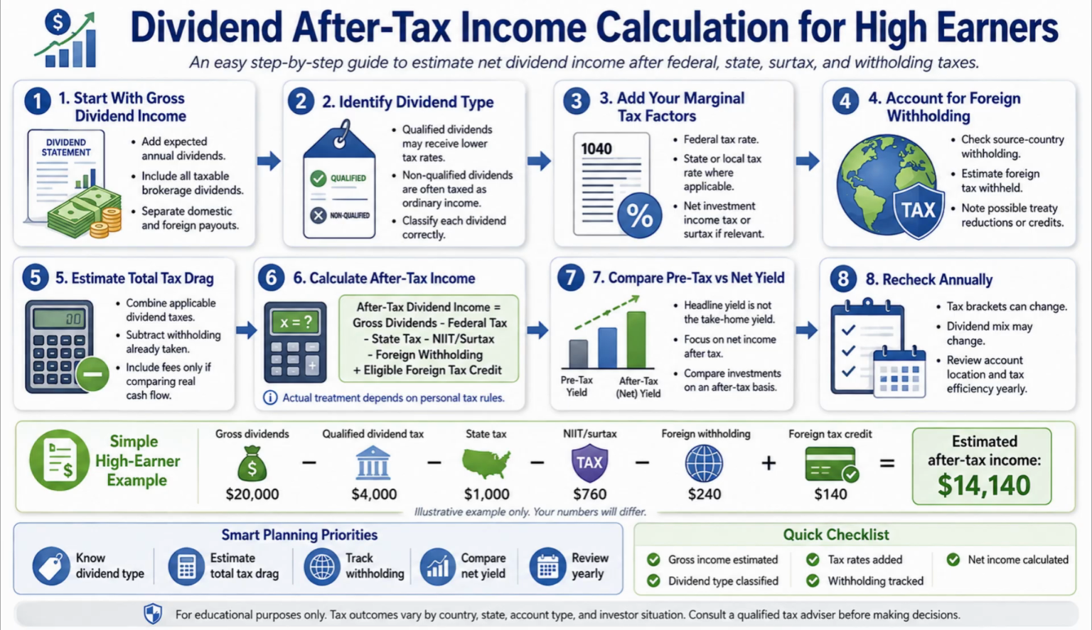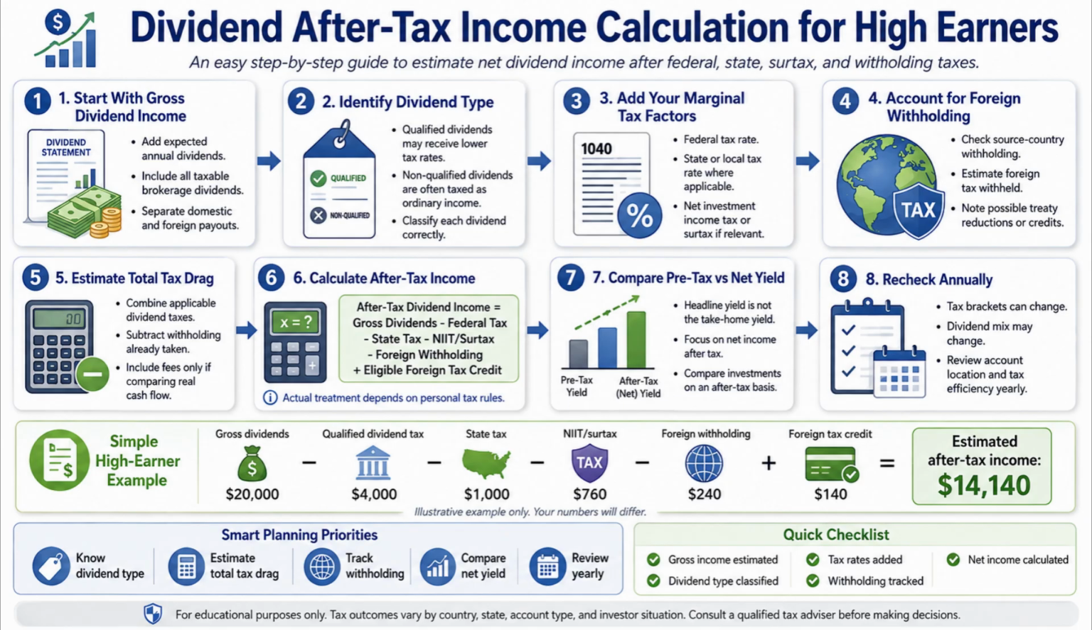Finally, recheck everything annually. Tax brackets can change, dividend classifications can change, and your portfolio allocation can change as well. Likewise, account location and withholding rules may affect your overall efficiency from year to year. So, make it a habit to review your gross income, tax rates, dividend type, foreign withholding, and final net yield at least once every year.